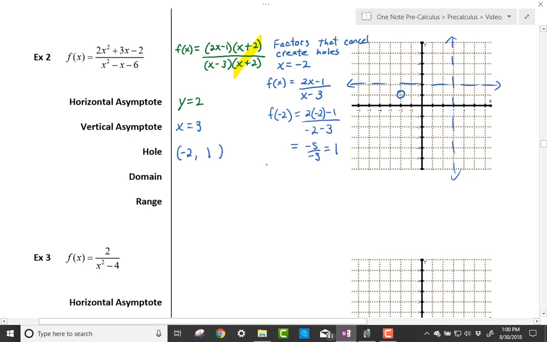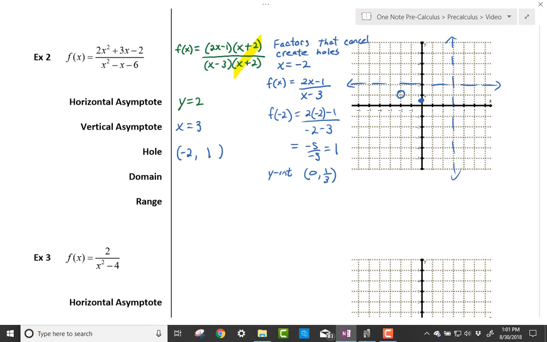Y-intercept, let's find that. Plug in 0 for x, and again, remember, I'm not using the original function anymore. I'm using the simplified function. 2 times 0 would be 0, so that's going to leave me -1. 0 minus 3 is going to leave me -3. So this is -1 over -3. So I have a y-intercept at 0, +1/3. You know what? I can draw the left side of this graph right now without doing any more work.